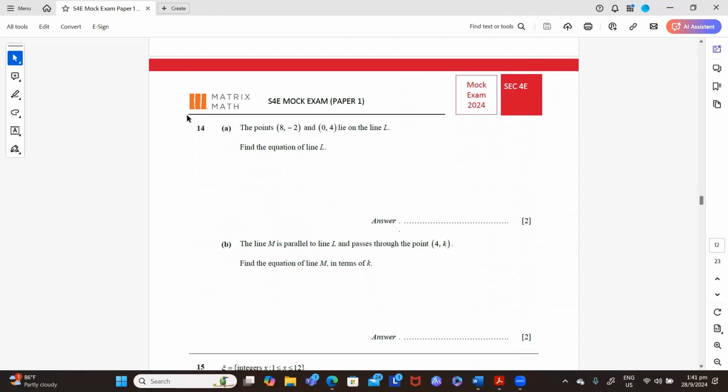Okay, question 14. The points (8, -2) and (0, 4) lie on the line L. Find the equation of the line L. To find the equation of line L, find the gradient first. m equals 4 minus minus 2 over 0 minus 8, which is minus 3 over 4. The coordinate (0, 4) is a point on the y-axis, which means this is also the y-intercept. So you can immediately write the answer as y equals minus 3 over 4 x plus 4.